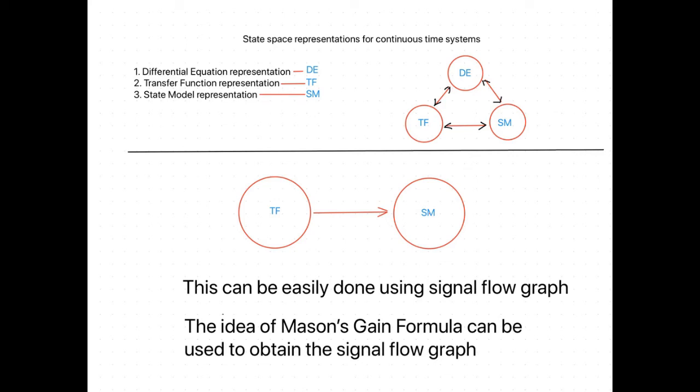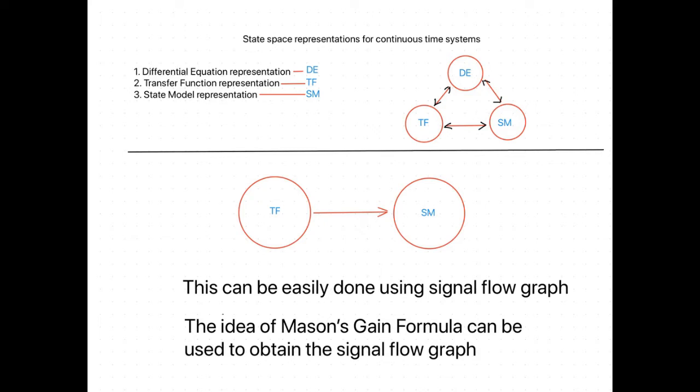So today's session is about the state space representations for continuous time systems. There are basically three types of representations: differential equation representation denoted by DE, transfer function representation denoted by TF, and state model representation denoted by SM. We can see that all these three representations can be converted from one to the other two.